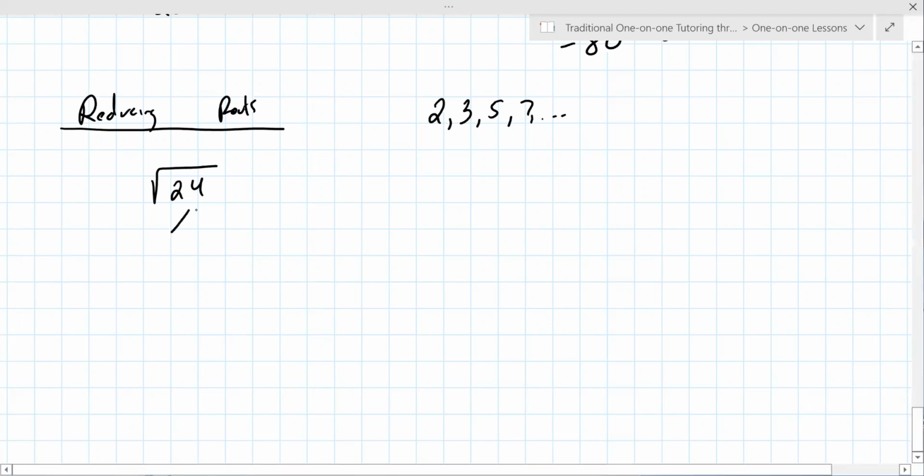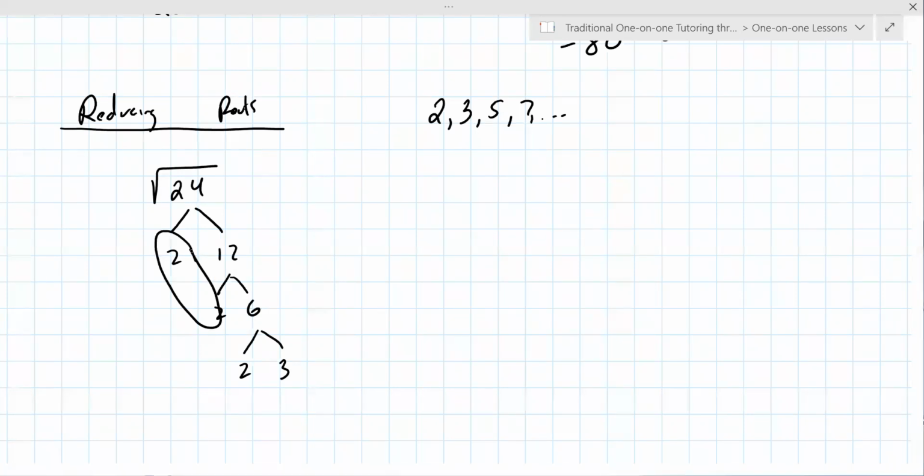All right, so does 2 go into 24? Yes. 2 and 12. And then you try 2 again. Does 2 go into 12? Yes. 2 and 6. And then does 2 go into 6? Yeah, 2 and 3. So you circle the pairs.